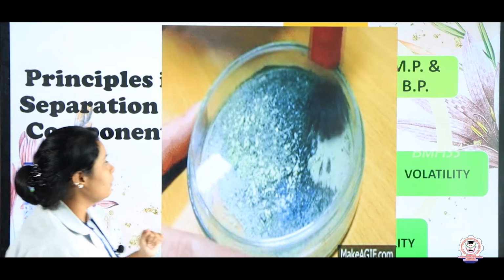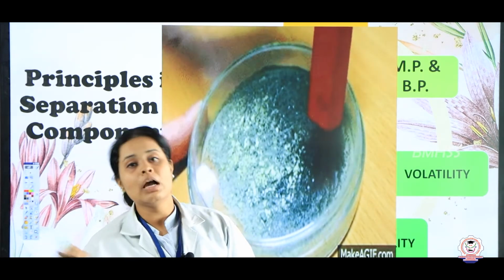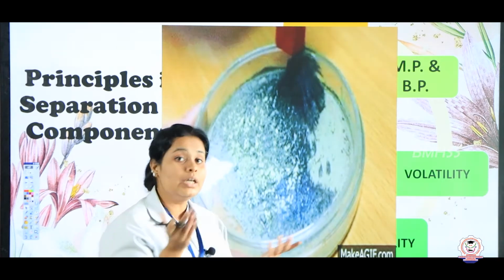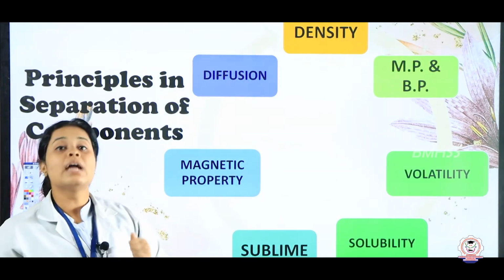Then magnetic property. Magnetic property means how well a substance is attracted by a magnet. Okay. So here also it will depend upon the principle. Okay. And the last one is diffusion.